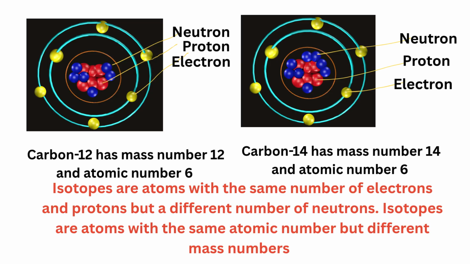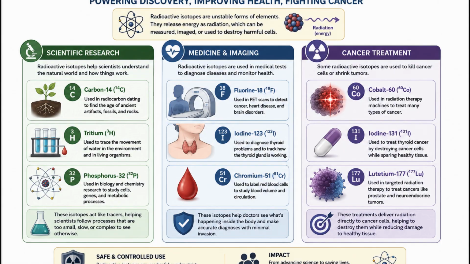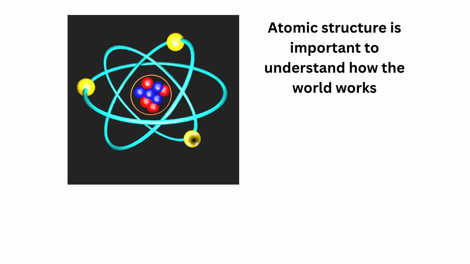Some isotopes are stable while others are radioactive. Radioactive isotopes are used in medicine, cancer treatment, and scientific research. Understanding atomic structure helps scientists explain how the world works. Atomic structure is important in chemistry, electricity, biology, medicine, and engineering. Chemical reactions happen because electrons interact between atoms.